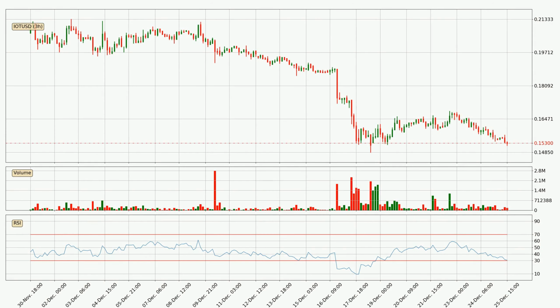Jumping to the 3-hourly relative strength index, the current 3-hourly RSI of 31 is in the lower region, which means that the price is oversold and a rebound or some kind of consolidation is possible.